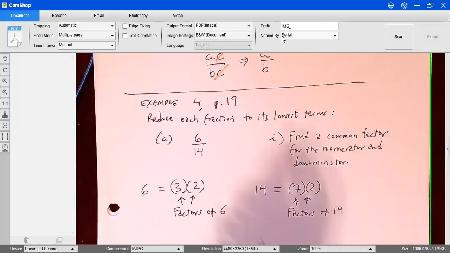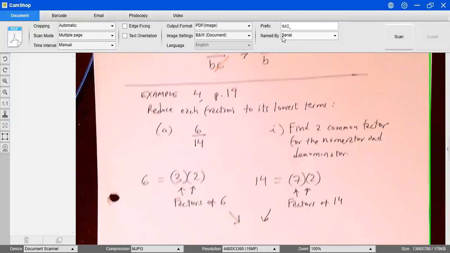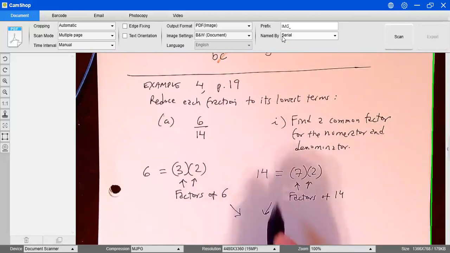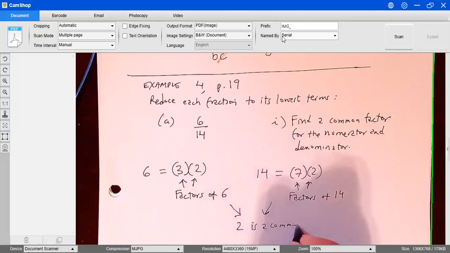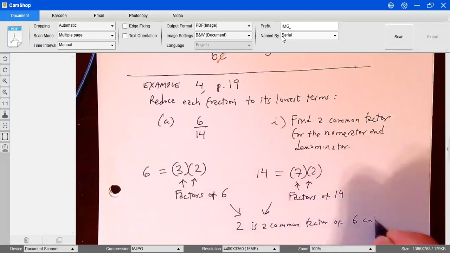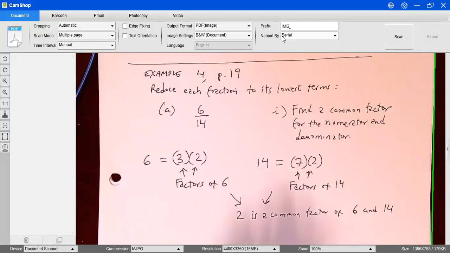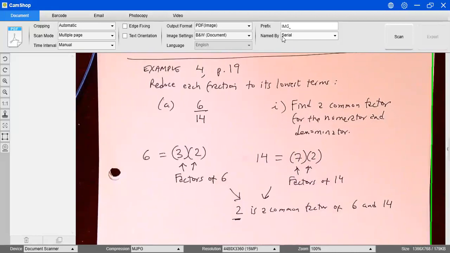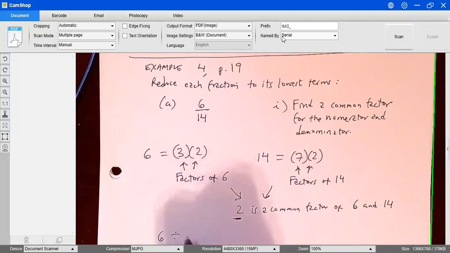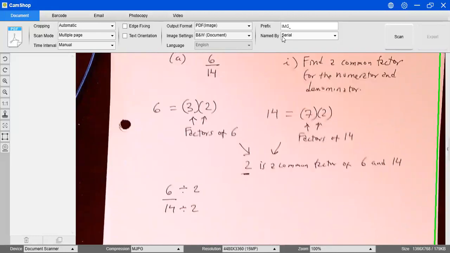And what is a common factor? You can see from these two factorizations that 2 is a common factor of 6 and 14. So 2 is a common factor. When you have a common factor, that means that you can divide the numerator and the denominator by that common factor.